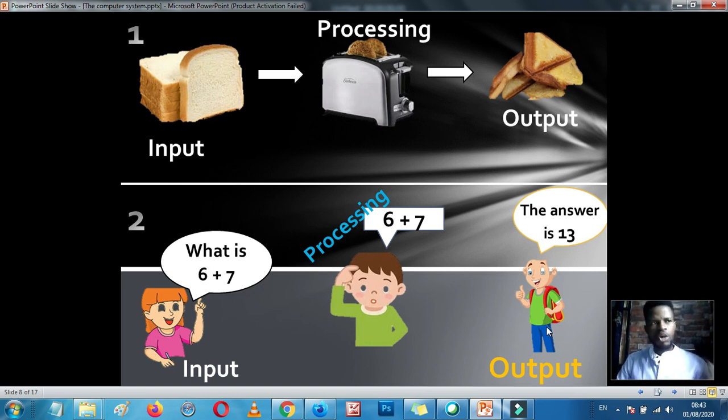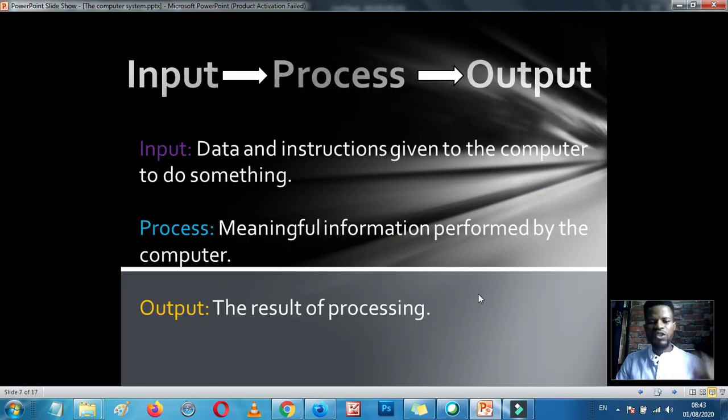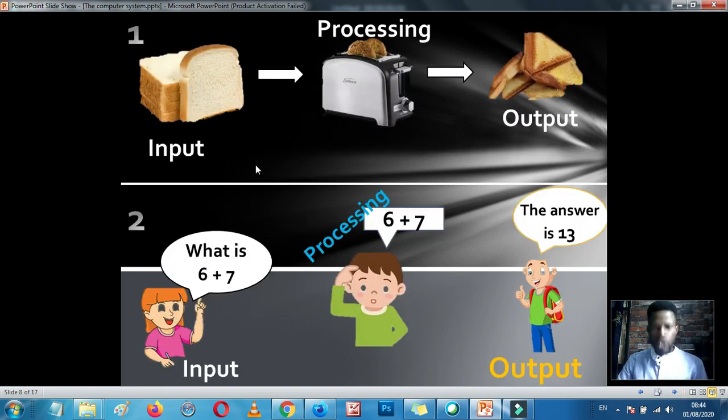Now this is how the computer works. The computer works using the IPO cycle: input, process, output. Now I come again. Input, data and instructions given to the computer to do something, are called input. Process, meaningful information performed by the computer. Output, the result of processing.